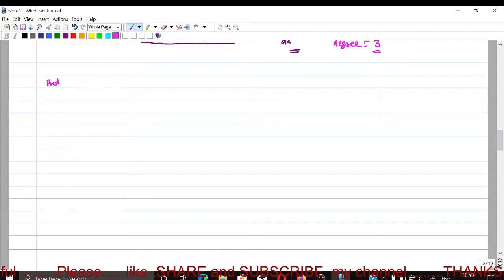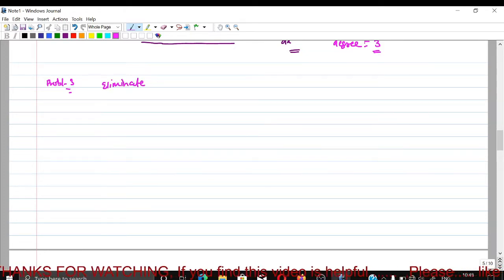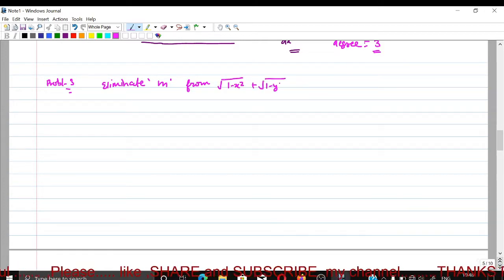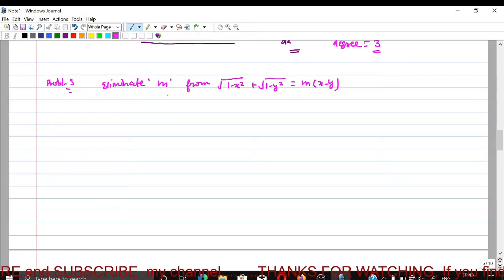So this is our last problem, problem number 3. In this problem I have taken an elimination process. So how can we eliminate? The problem is: eliminate m from root(1 minus x square) plus root(1 minus y square) equal to m(x minus y). You have to just eliminate m from this equation. So how can you do that?